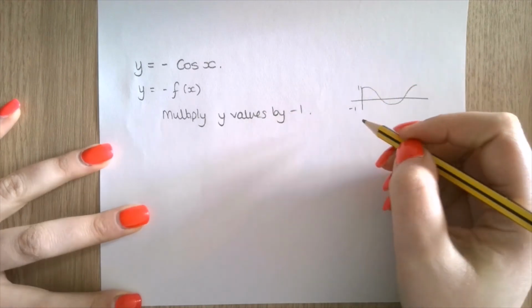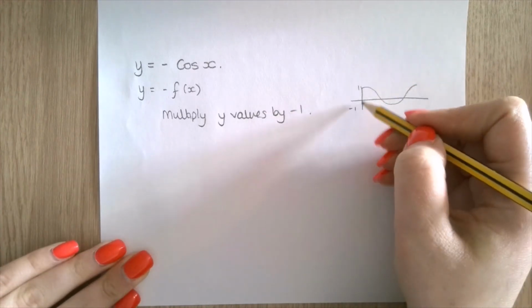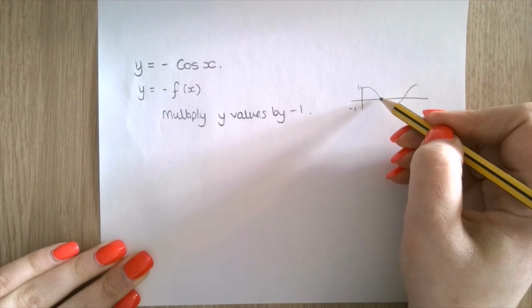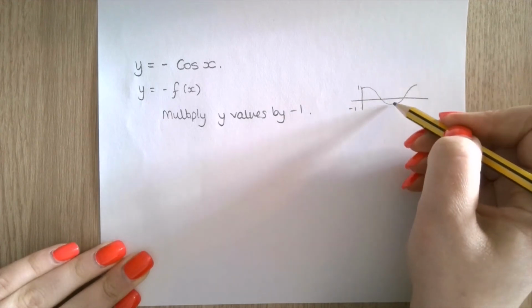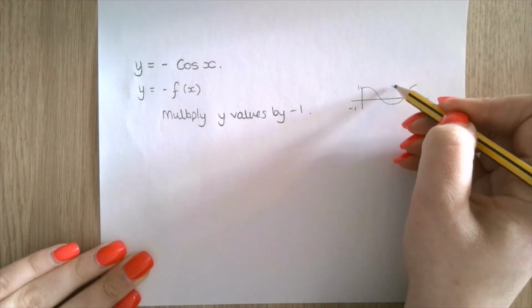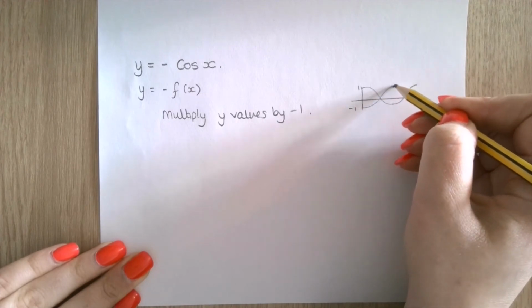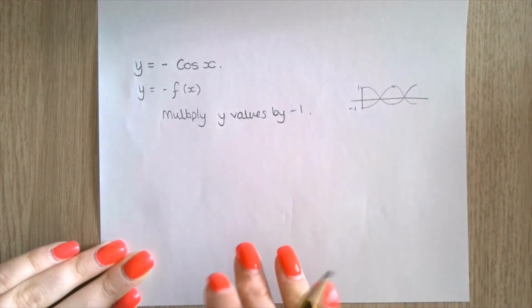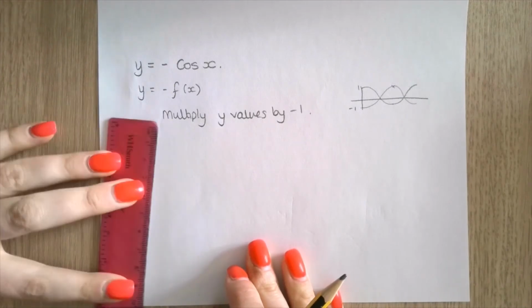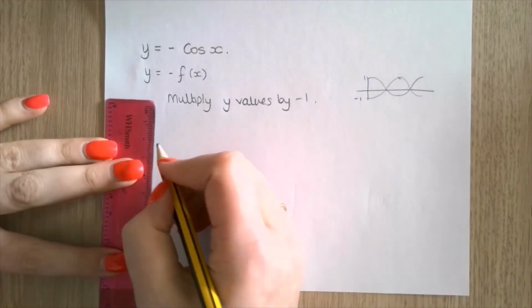and therefore this time this point will be here, that's going to stay there, this point will become up here, so I'm going to end up with something that's going to look like that. I'll draw it here properly for you so you can see.